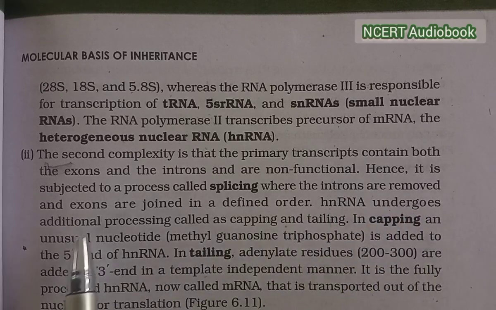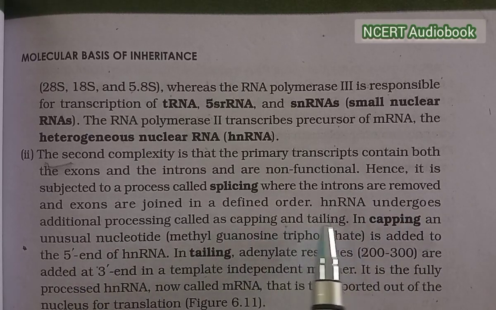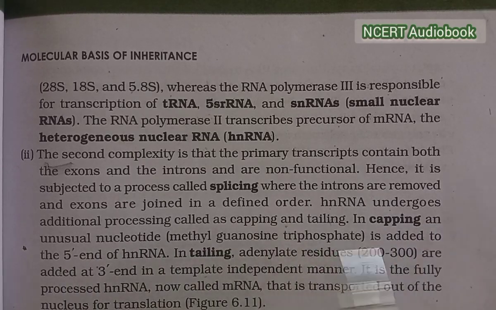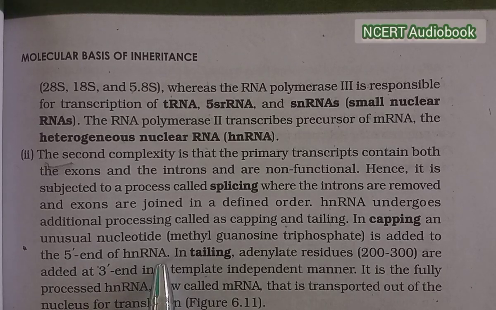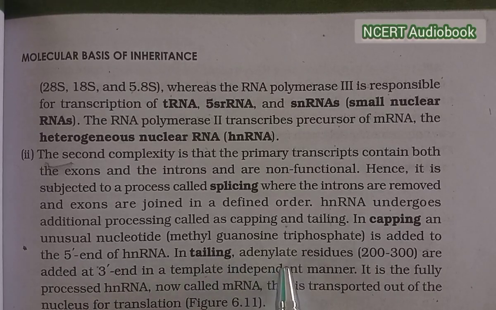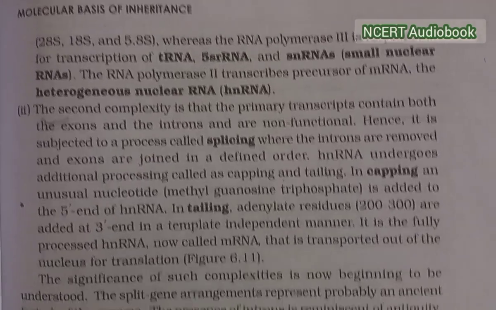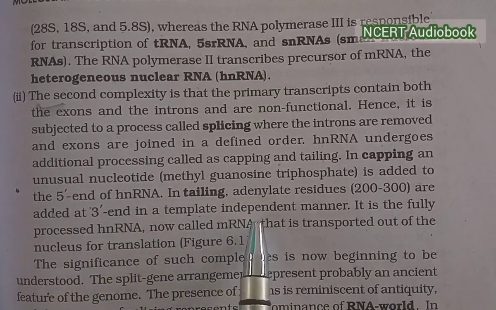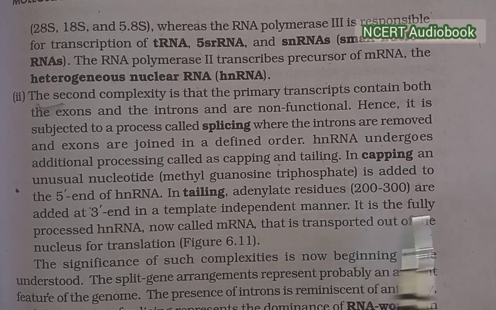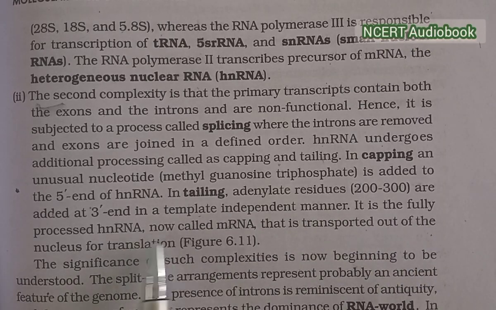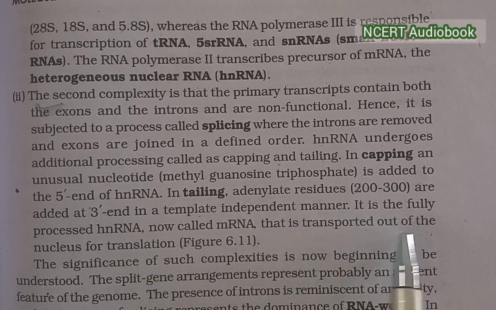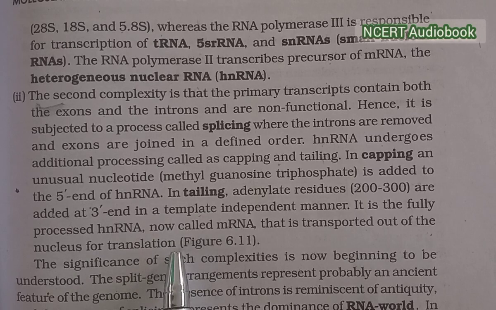hnRNA undergoes additional processing called capping and tailing. In capping, an unusual nucleotide, methyl guanosine triphosphate, is added to the 5' end of the hnRNA. In tailing, adenylate residues, 200 to 300, are added at the 3' end in a template-independent manner. It is the fully processed hnRNA, now called mRNA, that is transported out of the nucleus for translation.